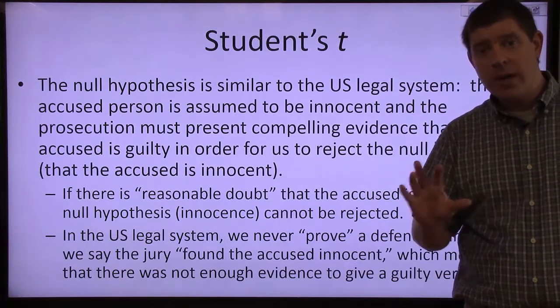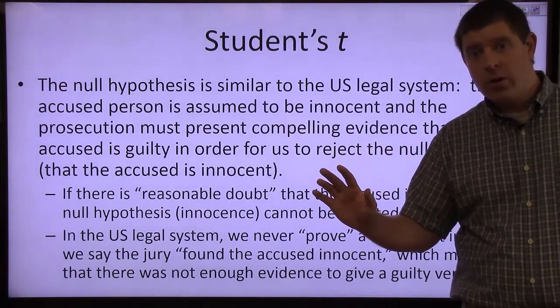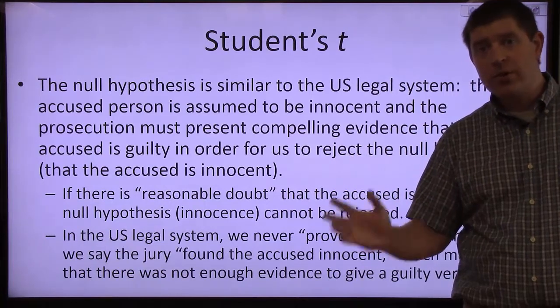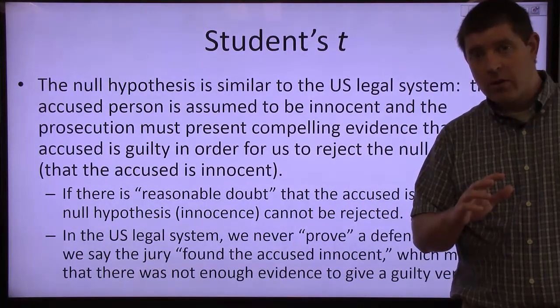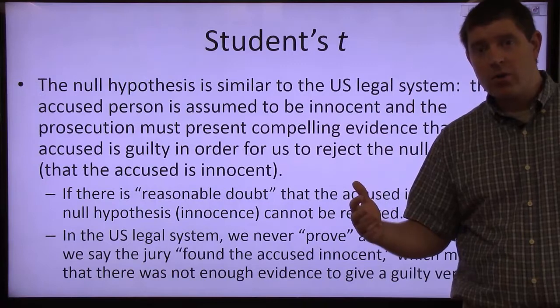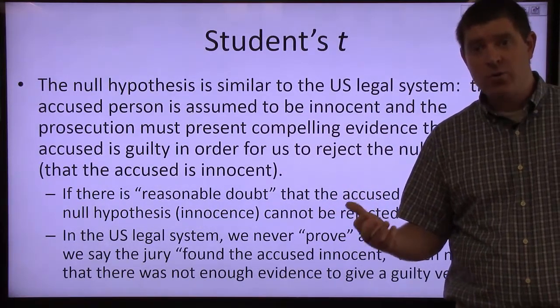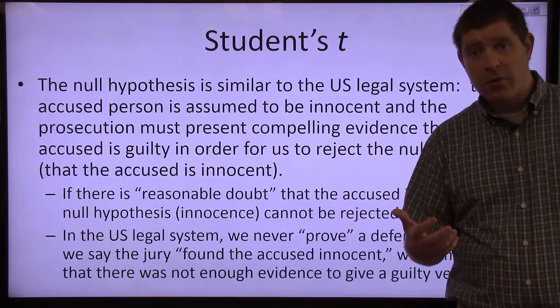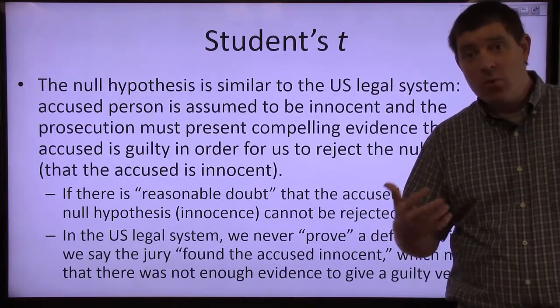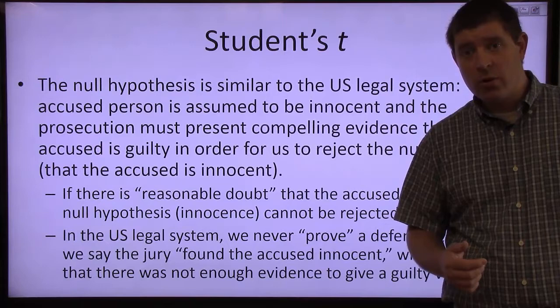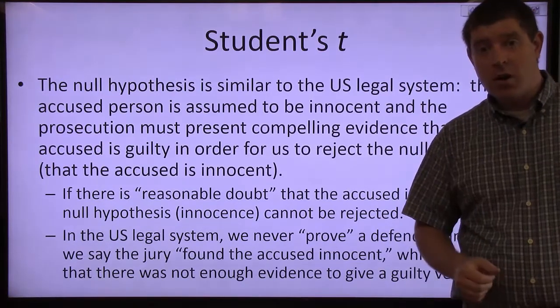We're assuming from the get-go that the null hypothesis is true, and we need to have enough evidence to reject that null hypothesis. In other words, we need enough evidence to conclude beyond a reasonable doubt that the null hypothesis is not true, that our alternate hypothesis might be true. But again, we're not proving the alternate hypothesis true, we're just disproving the null hypothesis.